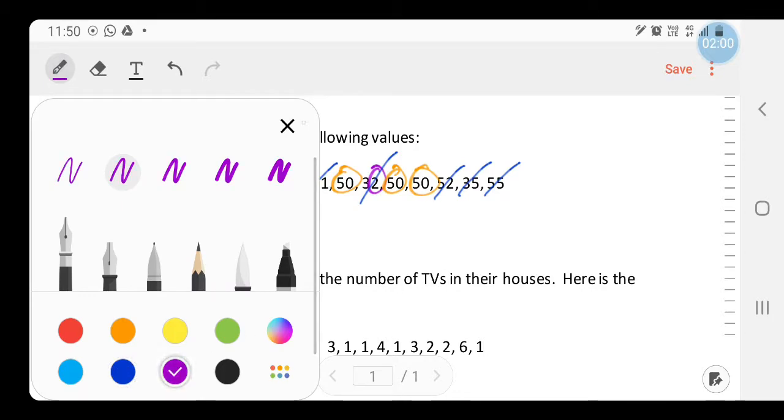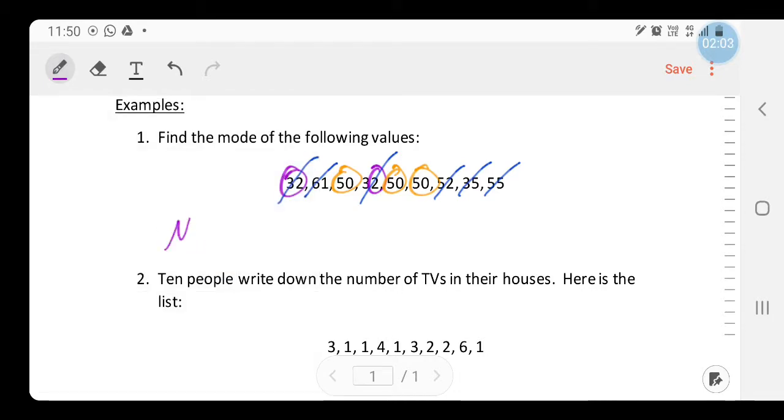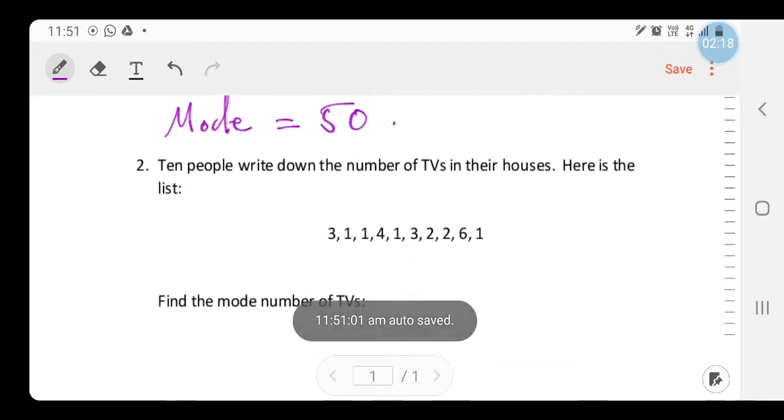So we can now answer the question. The mode equals 50. And you'll all love the fact that there's really no setting out to be done here. It's just a matter of looking carefully at your list of values. All right, let's do another example.